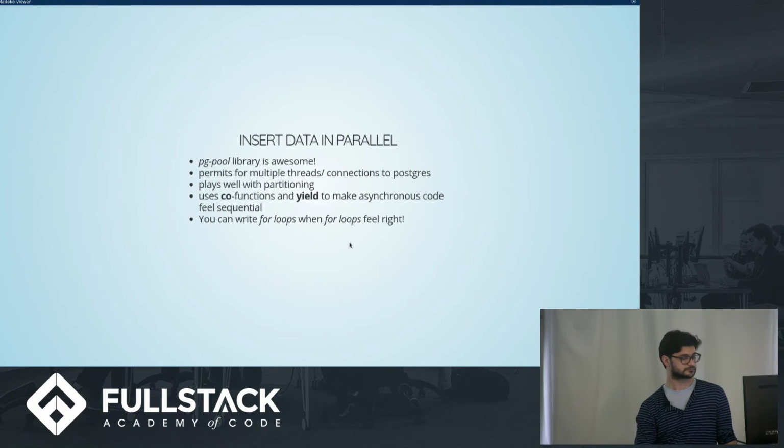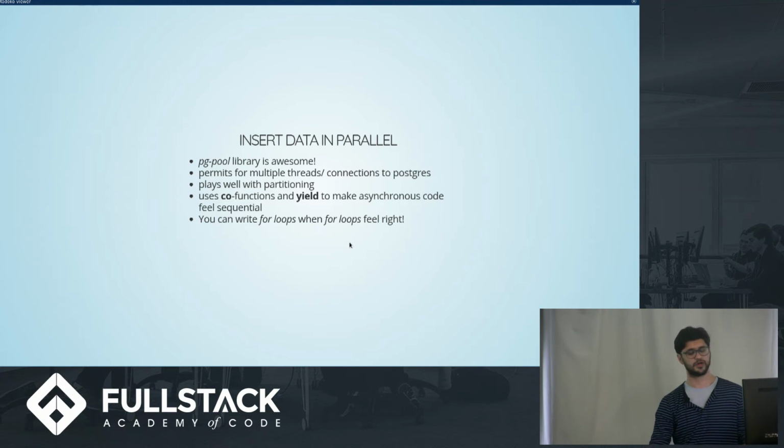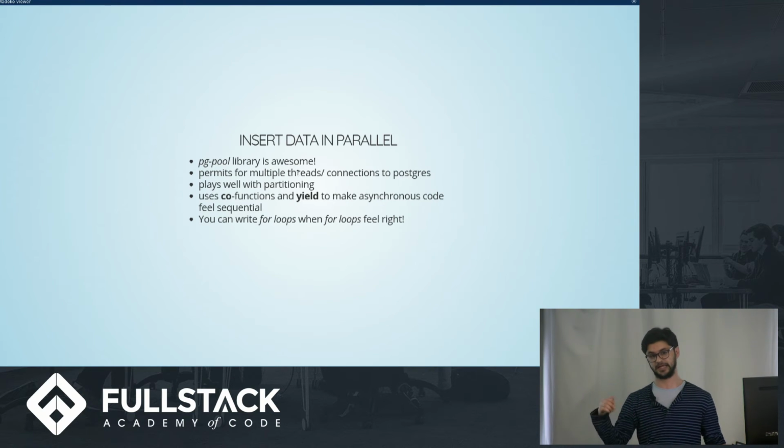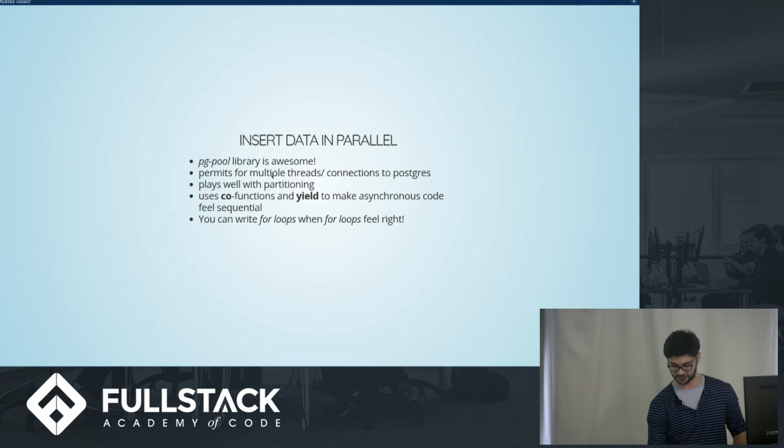And the coolest part here was where I found this PG pool library. The PG pool library actually gives you connections to the Postgres server, but it gives you multiple threads. And it plays very well with partitioned data, because now you can say, OK, take the CSV file, put it in that quarter. In parallel, take this other CSV file and put it in that quarter, and in parallel, do that. So if you have partitions, then it's a really nice tool.